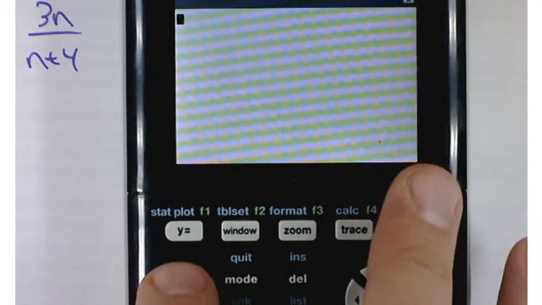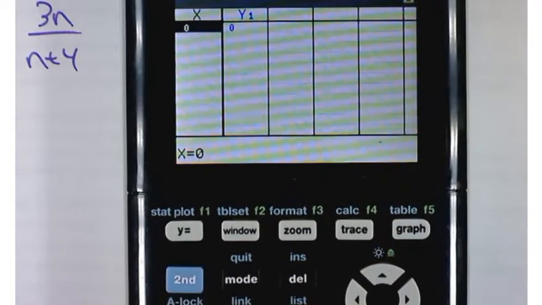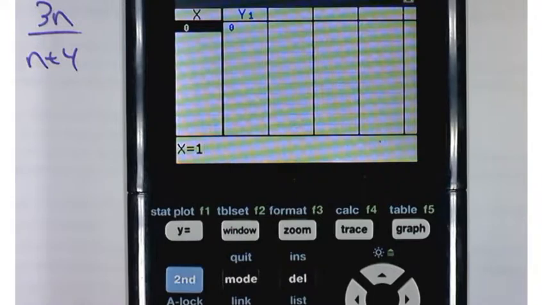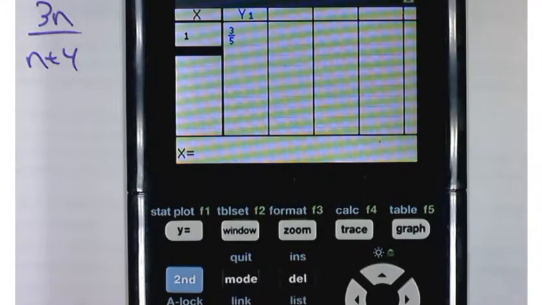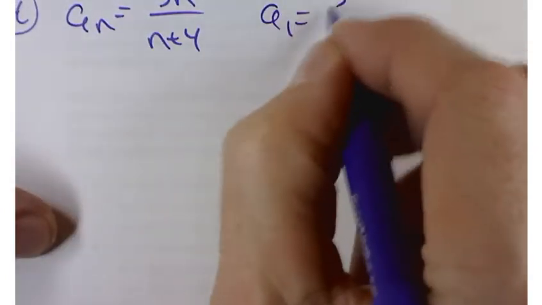Let's go to our table. Hit the second key, then the graph key, and this will set up a t-table for you. We want to know what happens when n equals 1. When n equals 1, we get 3/5. Not that we couldn't have done that for ourselves anyway. A1 is 3/5. Let's find the rest of these values.